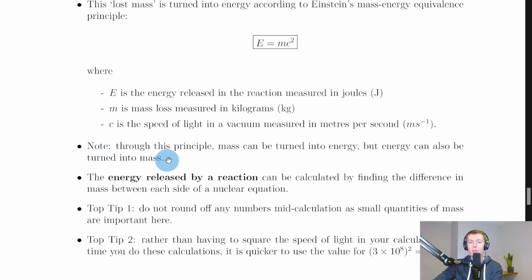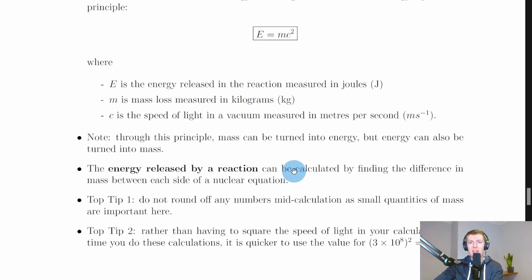And it says to note that through this principle, mass can be turned into energy, but energy can also be turned into mass. And that's why it's called the mass-energy equivalence, because Einstein said that if you get mass, it can be turned into energy, and if you get energy, it can also be turned back into mass. And I'm just going to show you a quick simulation to help you visualize how this was discovered.